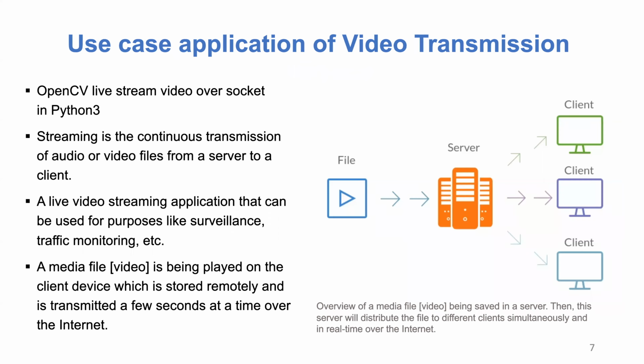The use case application of video transmission uses a file that is stored in a server. And then the server will distribute the file to different clients simultaneously and in real time over the internet. The live stream video is used over socket in Python 3. Streaming is the continuous transmission of audio and or video files from a server to a client. A live video streaming application can be used for purposes such as surveillance, traffic monitoring, and etc.